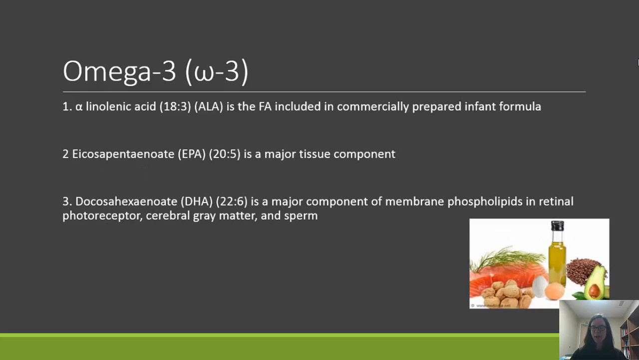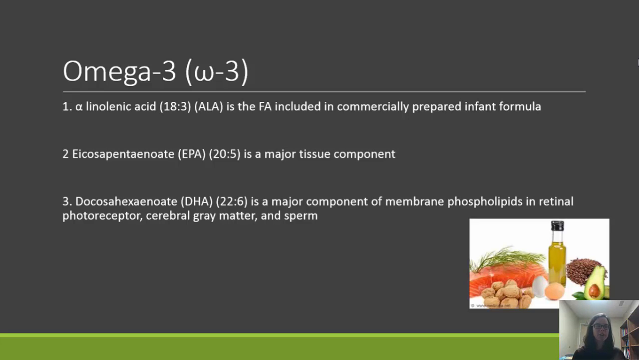Okay, and then we have our omega-3s, which we've all heard a lot about. Our most important, most essential, or really only essential fatty acid that's an omega-3 is alpha-linolenic acid. 18 carbons, 3 double bonds, ALA. And this is the fatty acid that is included in commercially prepared infant formula, typically, though more and more we're adding EPA and DHA also.